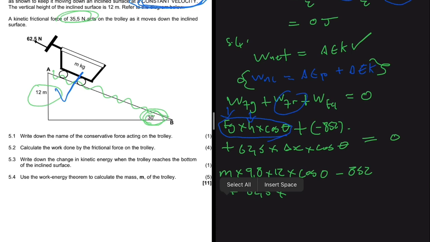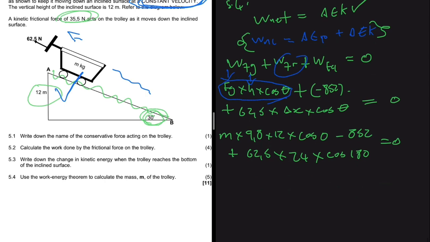And now we'll have plus 62.5, and then the displacement we calculated, we know that is 24, right? 24, and then multiplied by cos of 180. Why am I saying cos of 180? Because this force applied is pulling the object up, but the object keeps sliding down at constant velocity, right? So the angle between the force and the direction of the motion is 180, and that will all be equal to 0. So you can see here that the only variable we have left is the mass, right?